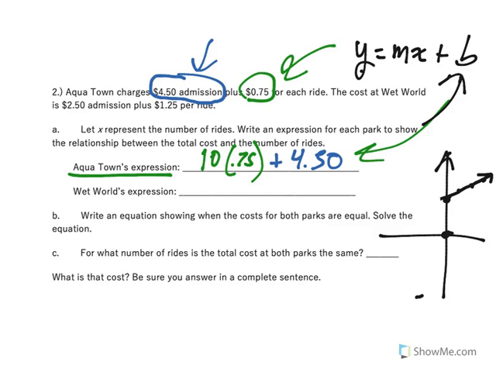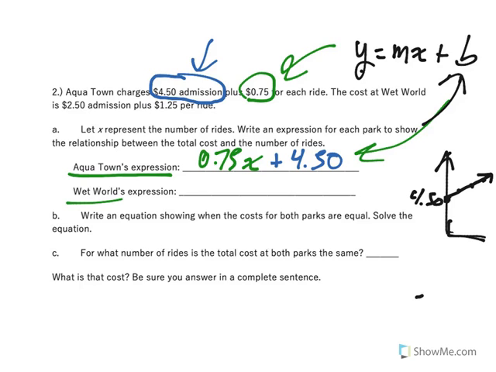Actually, there won't be any negative points here. So your graph will look something like that. All right? There will obviously be no negatives. Okay? So our expression here would simply be 0.75x plus 4.50. What about Wet World's expression? Hopefully you figured that out.